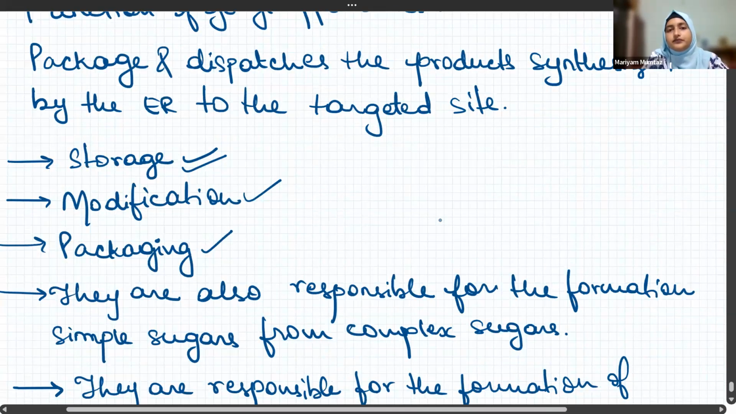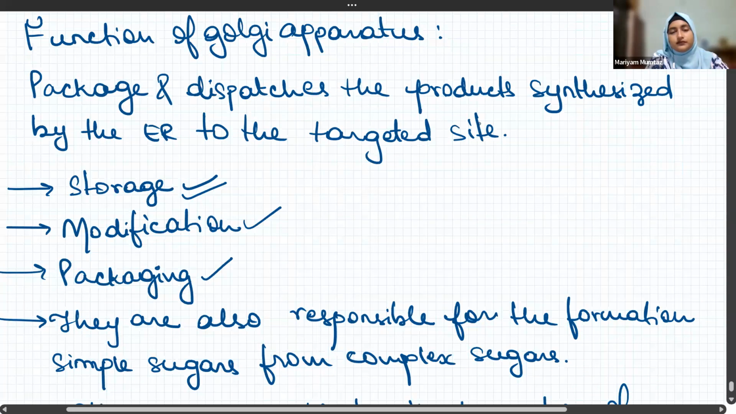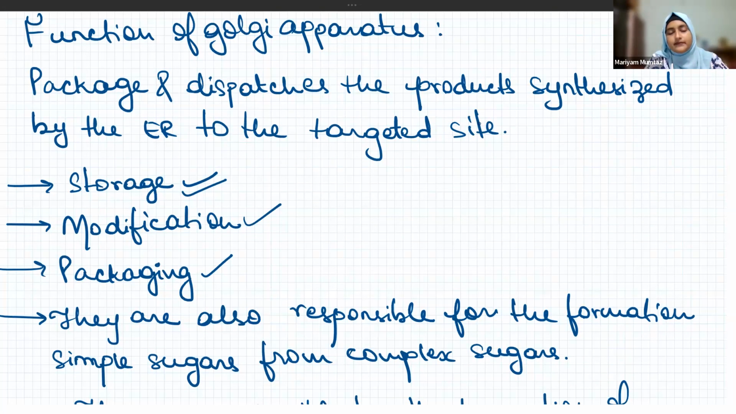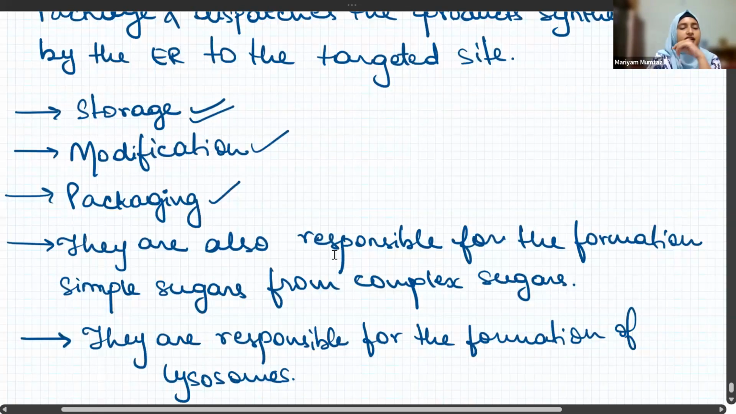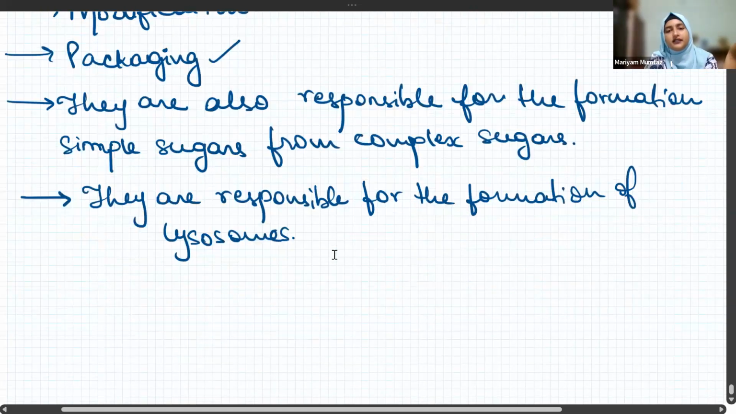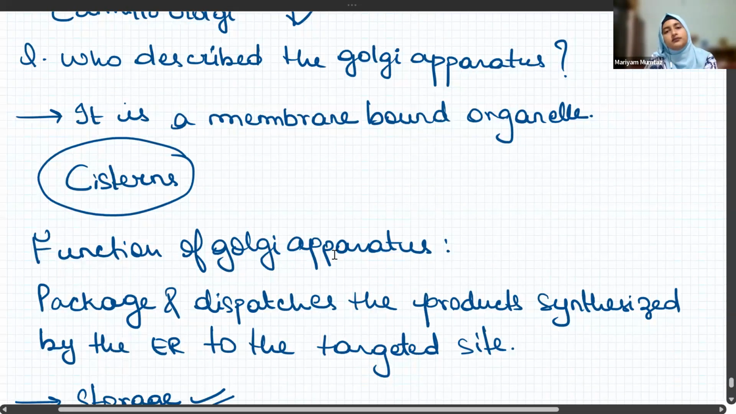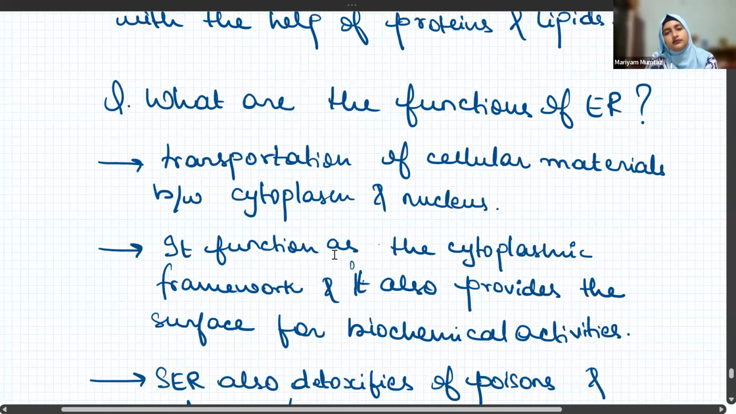All the functions? The packaging and dispatch, storage, then it modifies as well. Then it is responsible for the simple sugars formation, from complex sugars, and also it produces the lysosomes. Correct. Very correct. So that is all that you need to know about the Golgi apparatus. And is it membrane bound or not? Yes, ma'am, it is membrane bound.